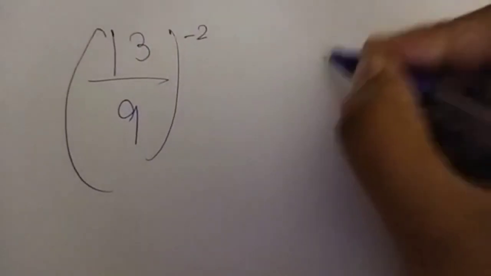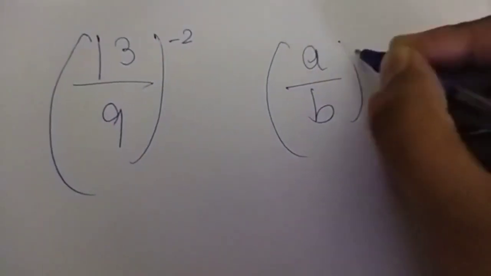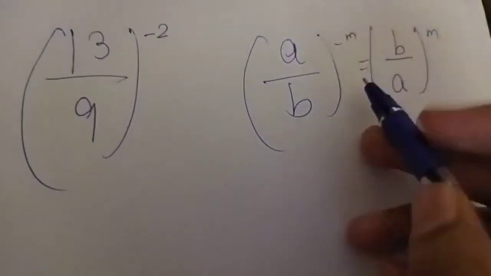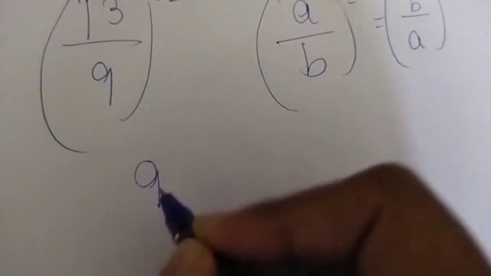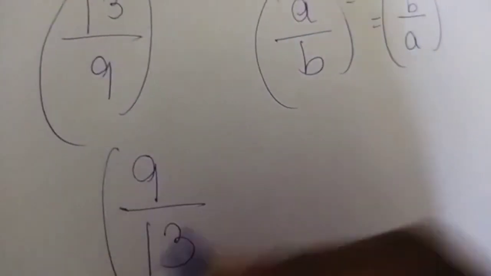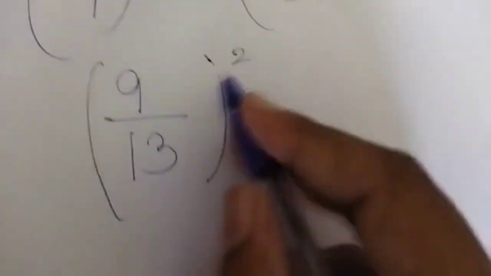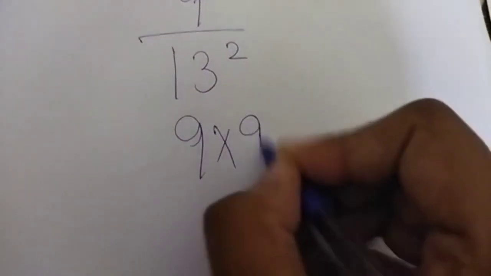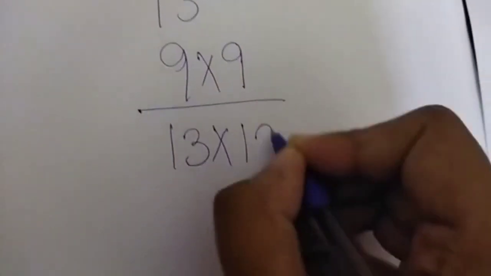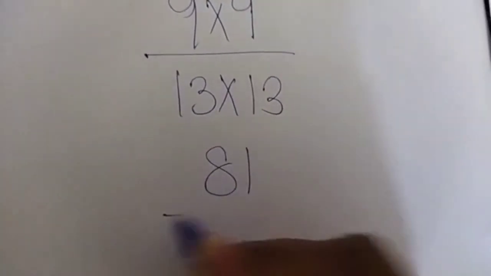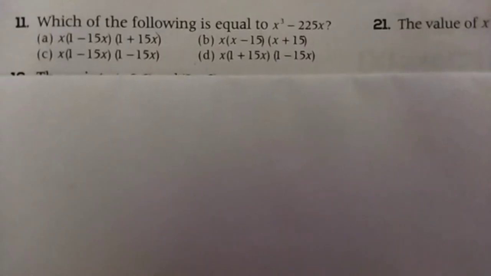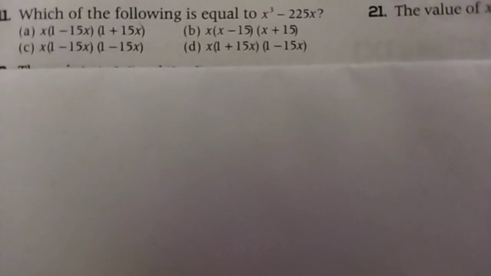Again we have a by b whole to the power minus m is equal to b by a whole to the power m. So just reciprocal. Reciprocal of 13 by 9 is 9 by 13. Now we can write positive power. So 9 square by 13 square. 9 square means 9 into 9, 13 square, 13 into 13. 9 square is 81, 13 into 13, 169. So the answer is 81 by 169. 11th sum. Which of the following is equal to x cube minus 225x?